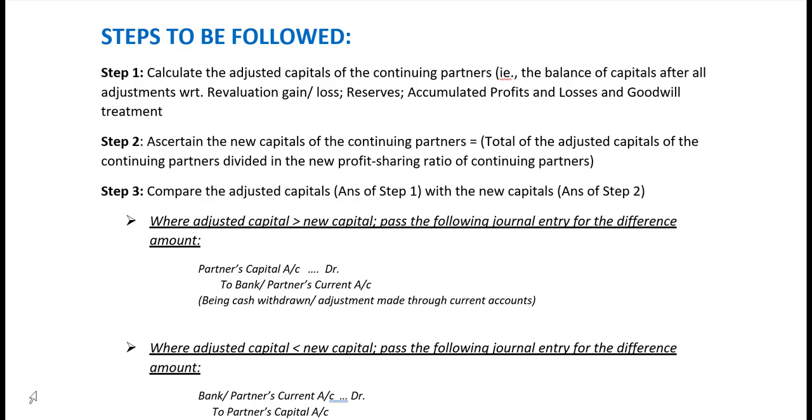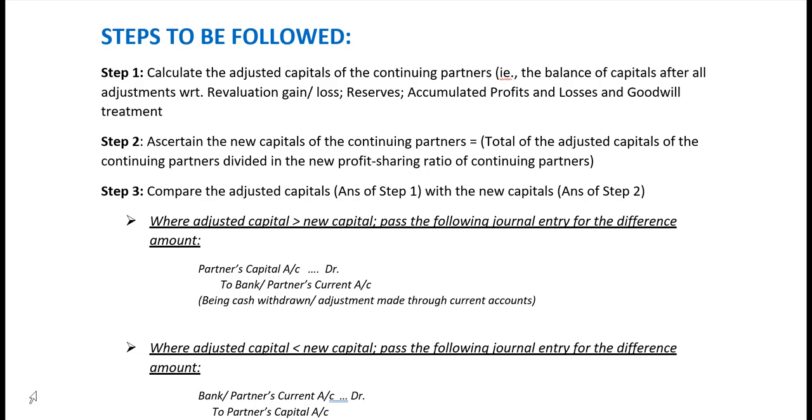Step 2 is to ascertain the new capitals of the continuing partners. For this, we need to add up the adjusted capitals of the continuing partners, which we arrived at as per step 1, and divide this in the NPSR of the continuing partners. This will give us the new capitals of the continuing partners.